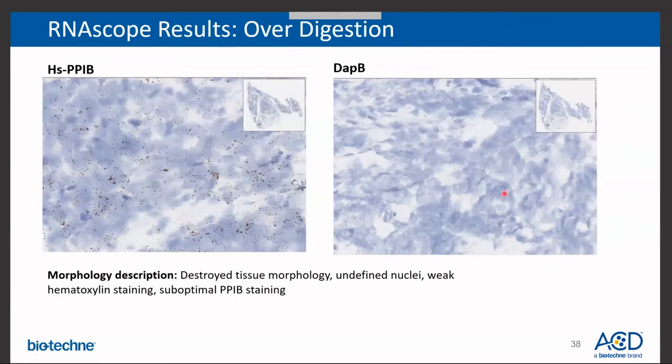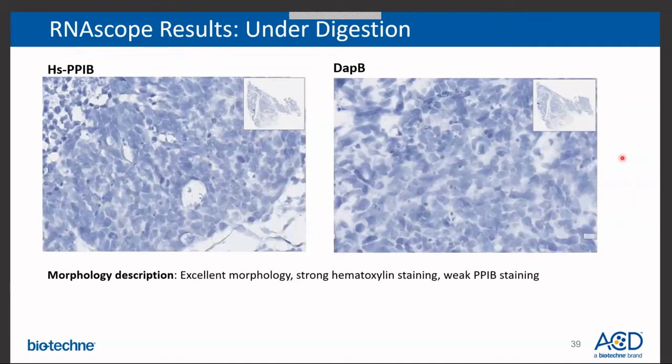However, if you go too far and you overdigest, the tissue starts to look kind of smushy and falling apart. You actually start to lose RNAscope signal as well. Because the tissue architecture is kind of falling apart at this point, the signal is sort of clustering up and you have less signal than you had in optimally digested tissue. The nuclei are now undefined.